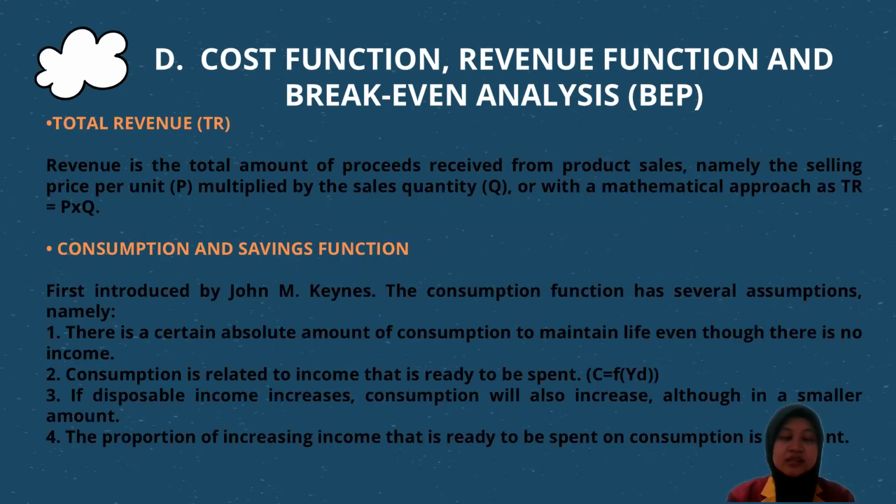Next, consumption and saving function, which was introduced by John Maynard Keynes. The consumption function has several assumptions, namely number one, there is a certain absolute amount of consumption to maintain life, even though there is no income. Number two, consumption is related to disposable income that is ready to be spent. Number three, if this disposable income increases, consumption will also increase, although in a smaller amount. And number four, the proportion of increasing income that is spent on consumption is constant.